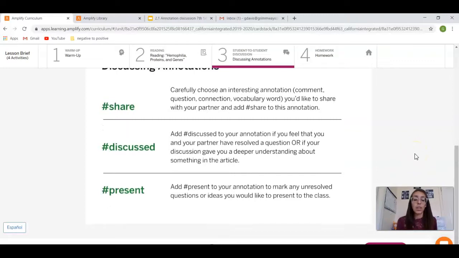You might want to use hashtag share, something that you find interesting, hashtag discuss, which is more for when we're in partners, but maybe you just want to put discuss because you want to discuss it. And since we're doing this all online, it takes a lot longer to discuss it, right? Because you might leave a comment and then somebody might comment 5 minutes later. Or hashtag present. This is something that you want to share, something that you want me to know. So you're going to present this.